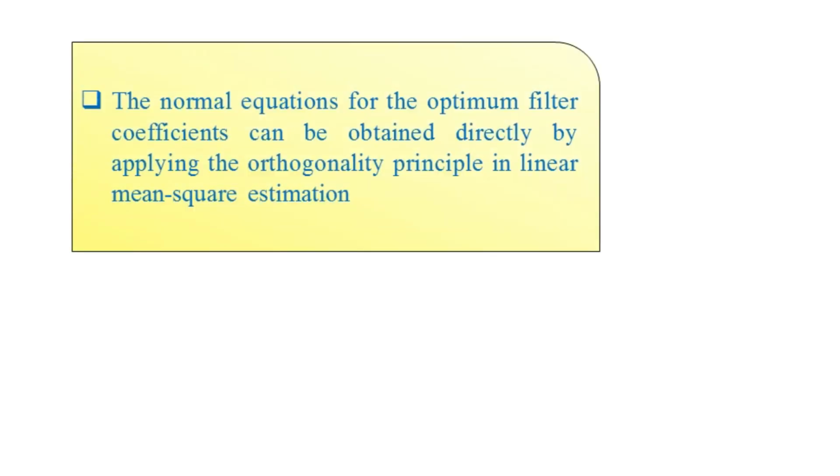So here are the normal equations for the optimum filter coefficients that we have been denoting in the previous equation that we covered in the previous topic, the FIR Wiener filter. These can be obtained directly by applying the orthogonality principle in the linear mean square estimation process here.